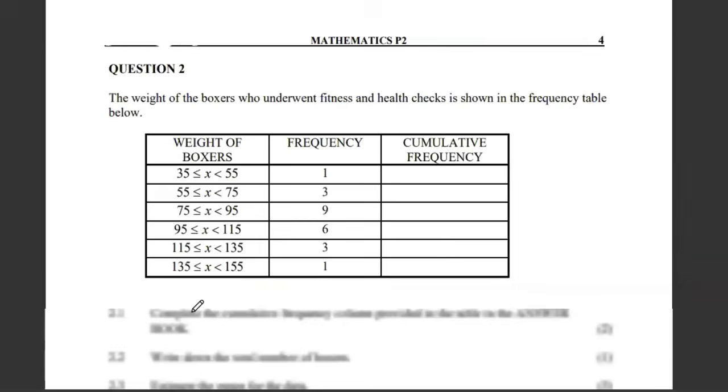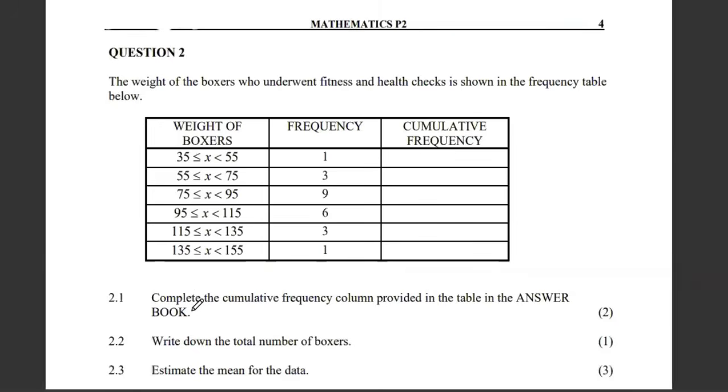We move on to question number 2, which is also statistics, but of grouped data. The weight of boxers who underwent fitness and health checks is shown in the frequency table below. We have the weight and the frequency, then they want us to complete the cumulative frequency. The first cumulative frequency will always be equal to the first frequency. Then 1 plus 3 is a 4, 4 plus 9 is a 13, plus 6 is a 19, plus 3 is a 22, and then plus 1 is a 23.